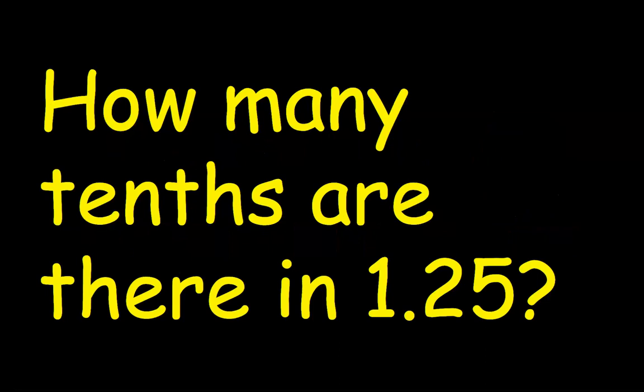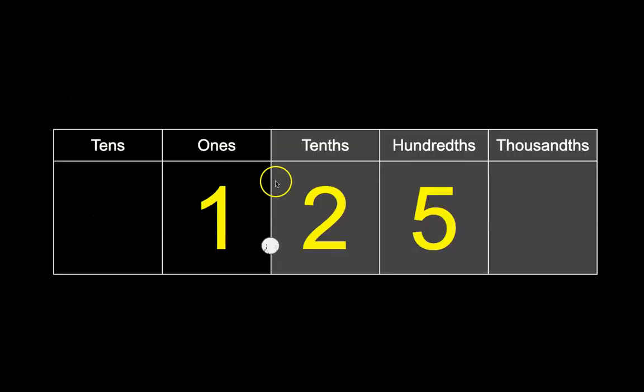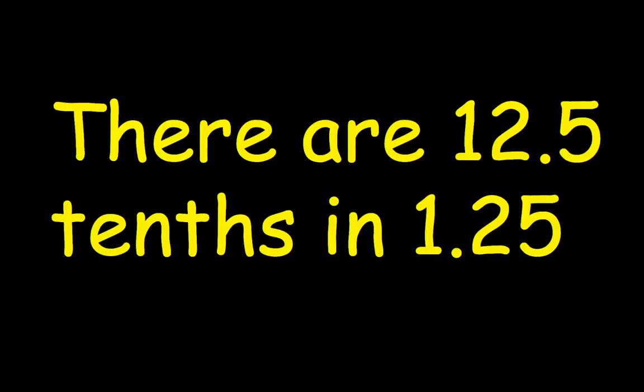How many tenths are there in 1.25? Well, there are 2 there. This is one whole pizza. How many do I get there? Answer, 10 tenths. So I've got 10 tenths there. I've got 2 tenths there. So I've got 12 tenths so far. And this will be 5 tenths of a tenth, which would be 0.5. So there are 12.5 tenths in 1.25.